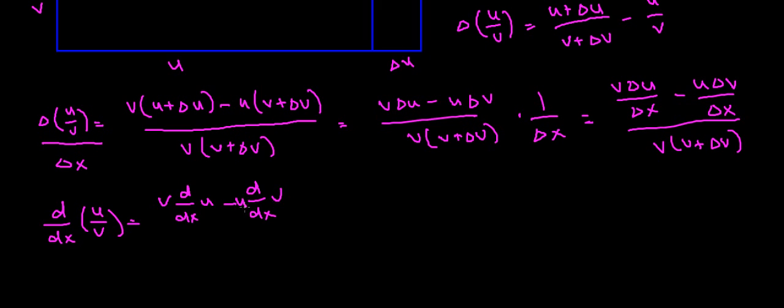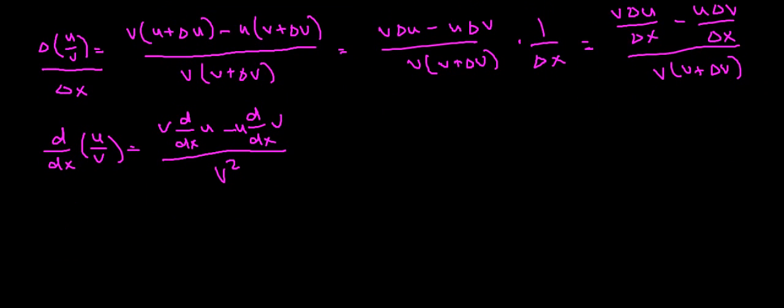Forgot the u. And then the v here is not affected in any way. And as the change in x approaches 0, the change in v is also going to approach 0. So I'm just going to be left with v times v, which is v squared.